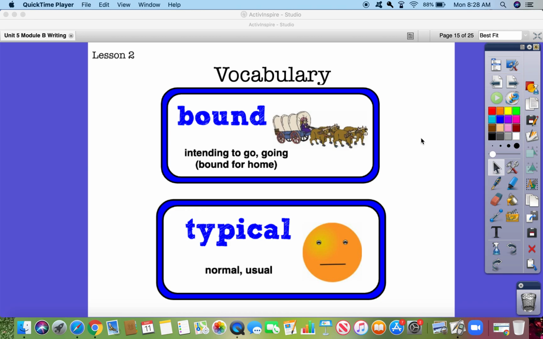Our vocabulary for this lesson is the word bound. Bound means intending to go or going, so bound for home. And then the word typical. Typical means normal or usual. So something that you typically do on a Monday morning, right? You wake up, have breakfast, and then you get ready for school and do your schoolwork. So typical is something that happens regularly.